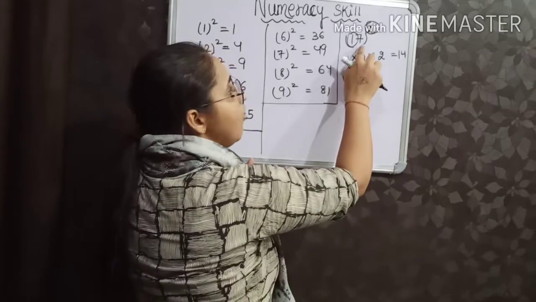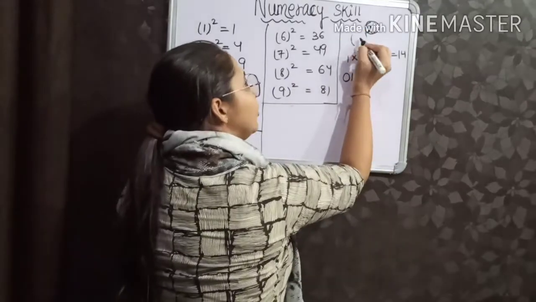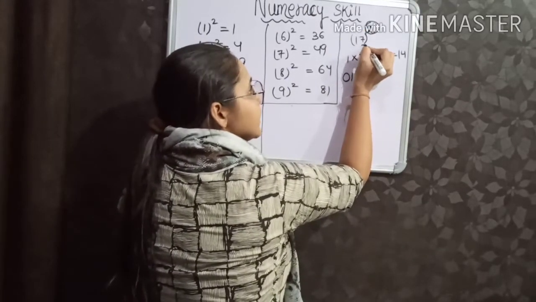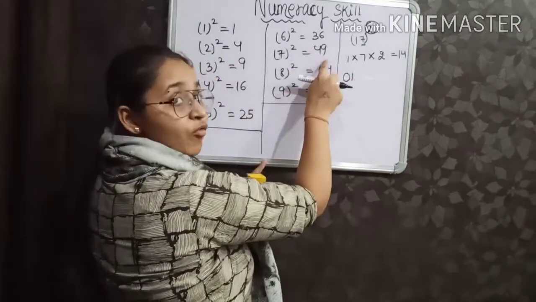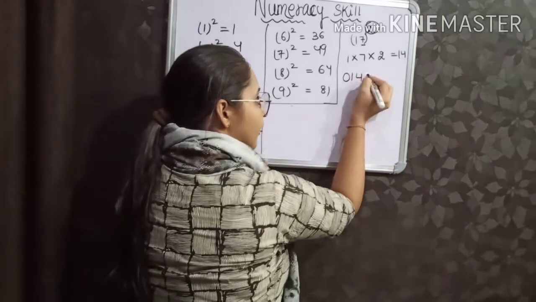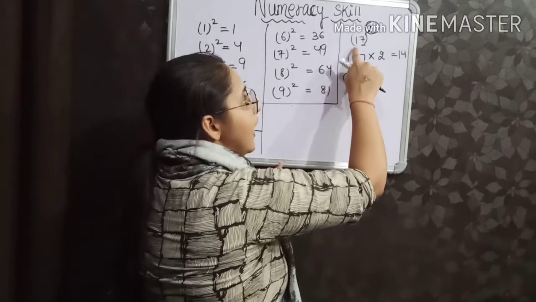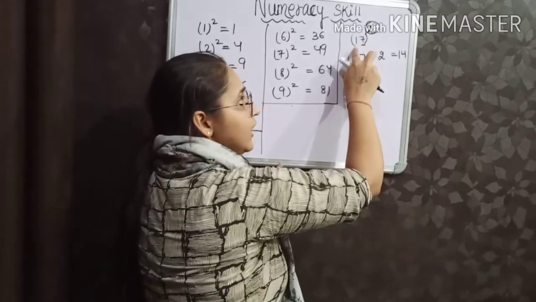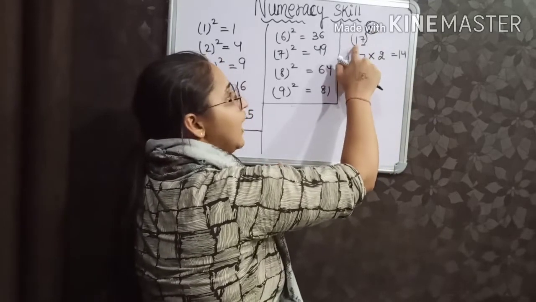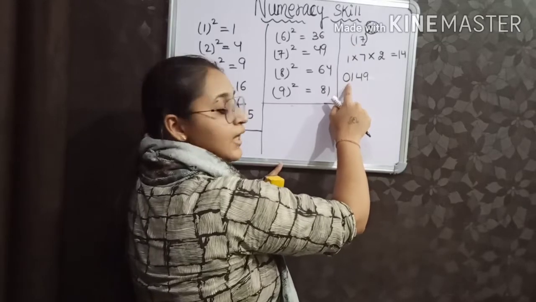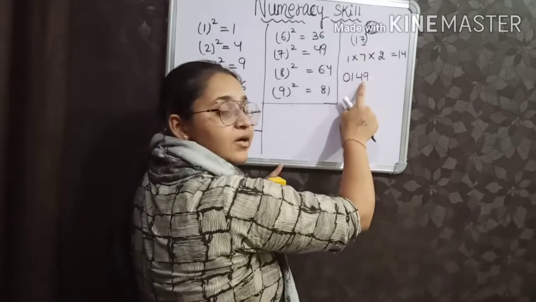Very good. Now, I will do the square of the second digit. And the second digit is 7. Square of 7 is 49. I will write here. What I have done, first I multiplied these 1, 7 and 2. I am writing here. Now I will square the first digit and I will make it 2 digit. I will square 7 and I will write here.